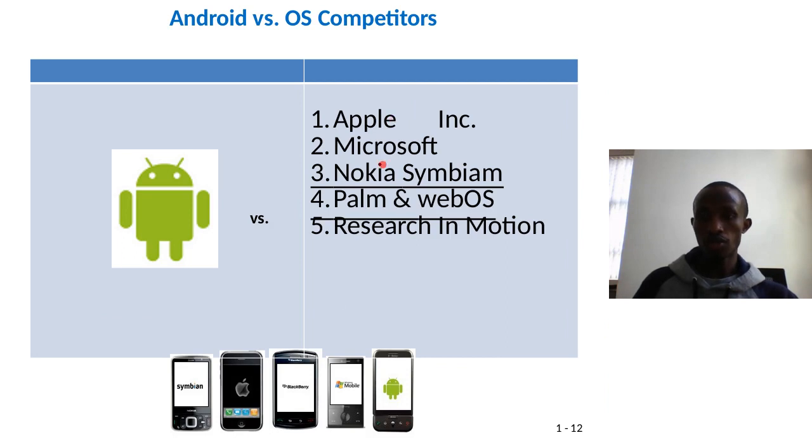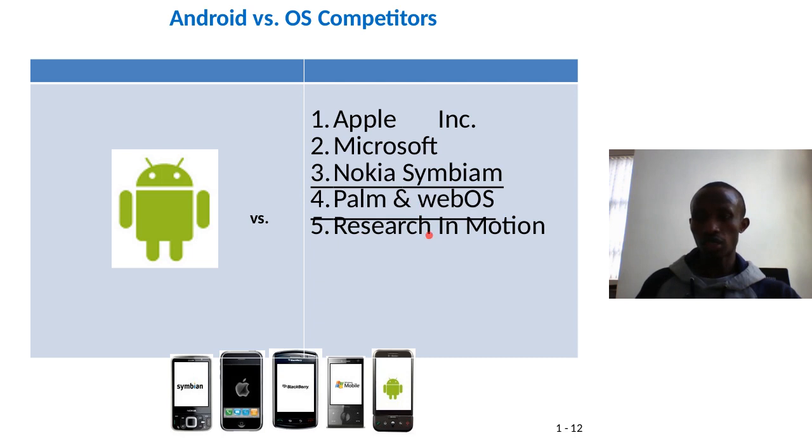We also said there was someone who was asking why we have to go for Android, and we are trying to compare Android and its competitors. The competitors of Android: we have Apple for iOS, we have Microsoft, we had Symbian, another called WebOS, and we also have Research in Motion. Currently we only have Apple, Microsoft, and Research in Motion. Nokia and Palm OS are no longer being used.